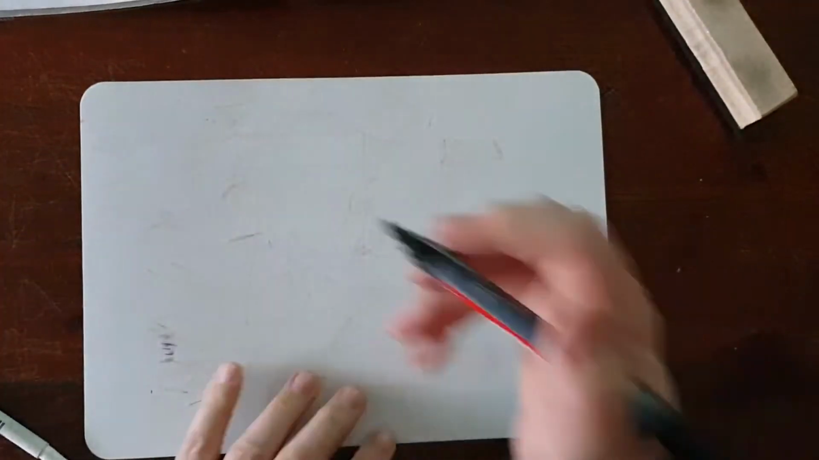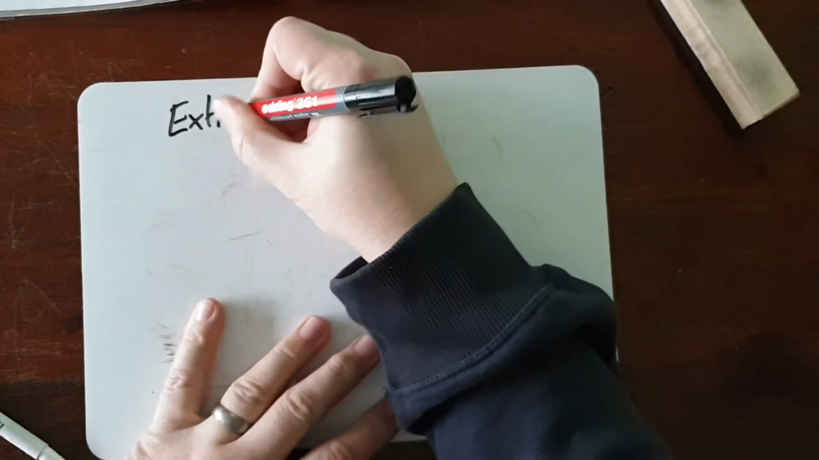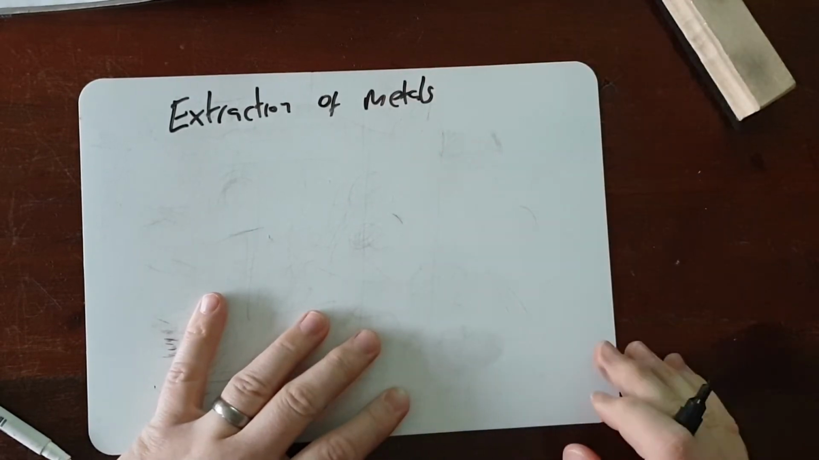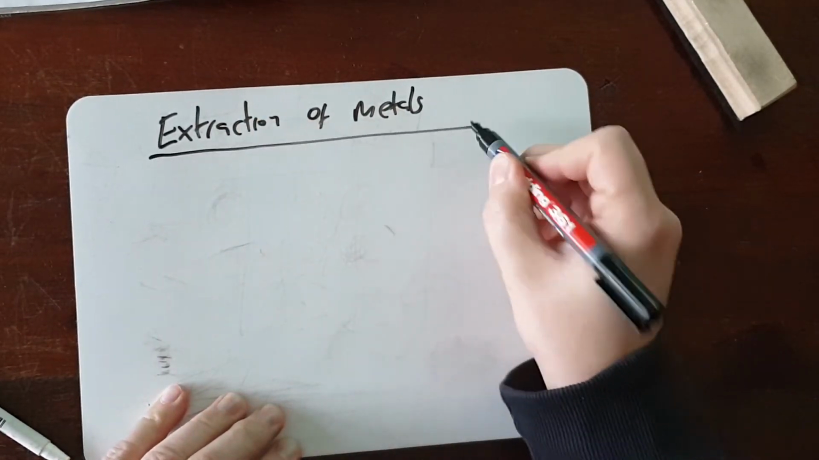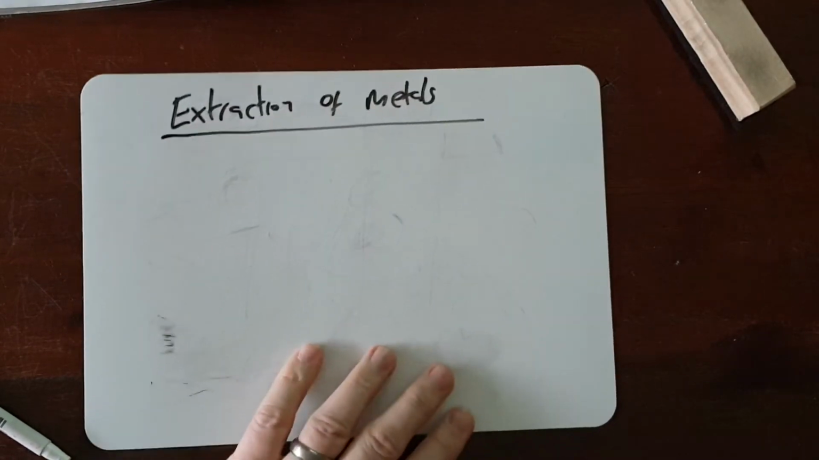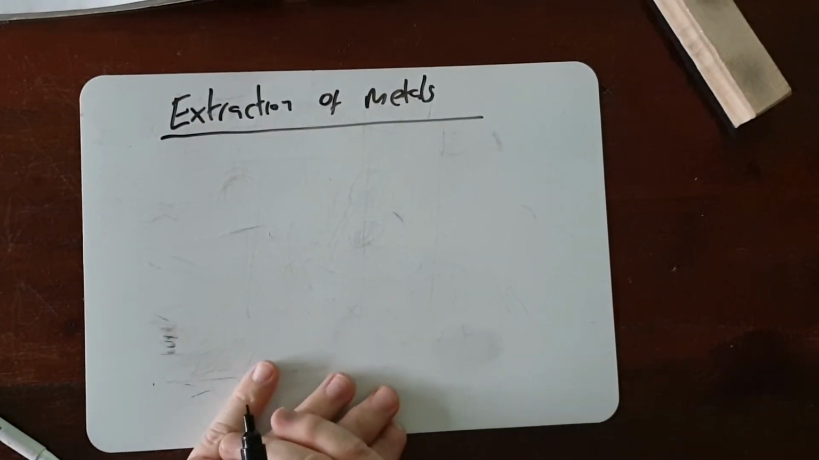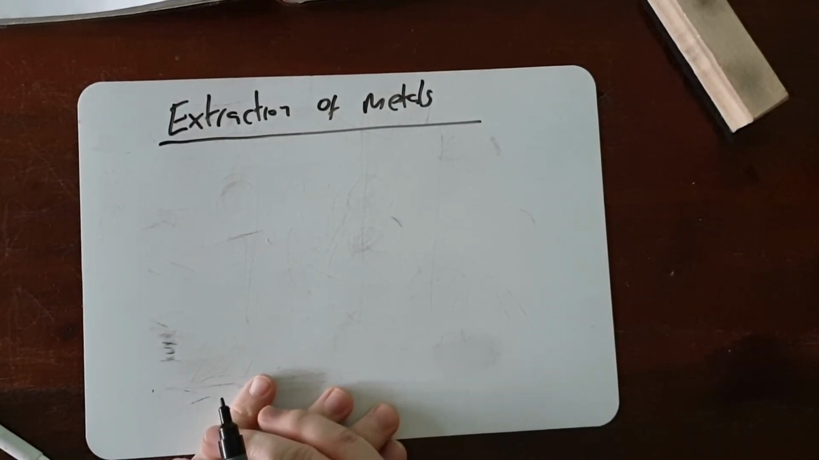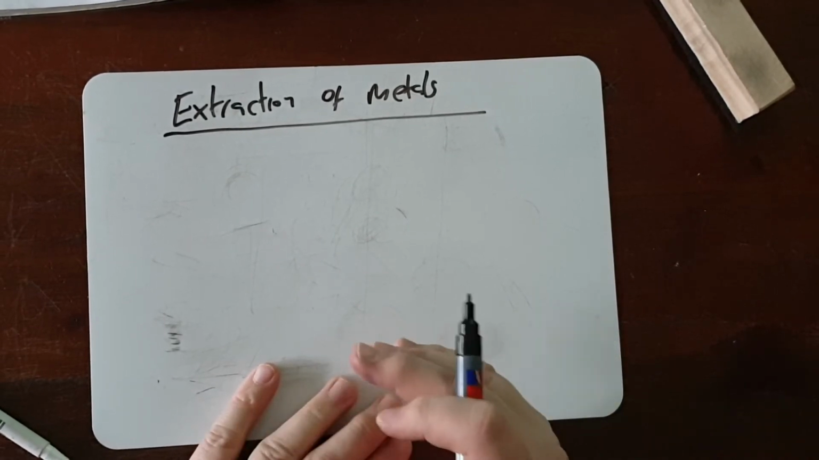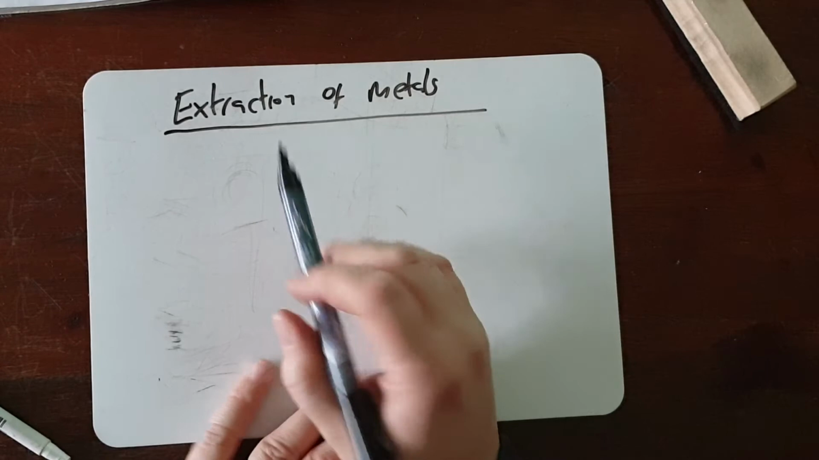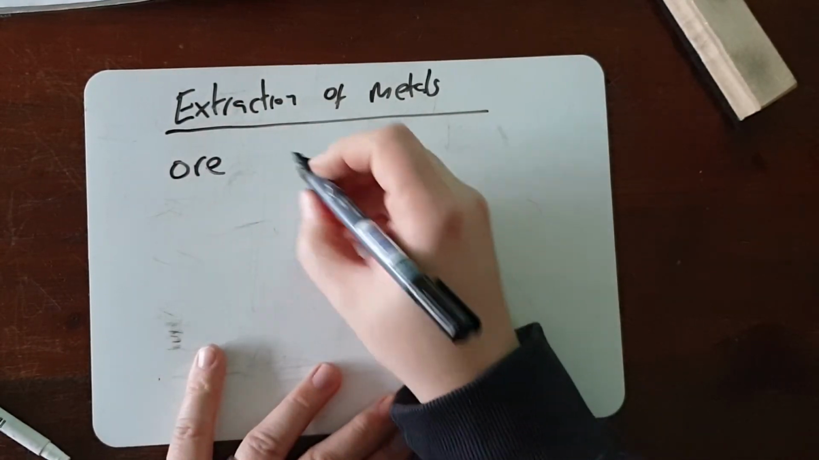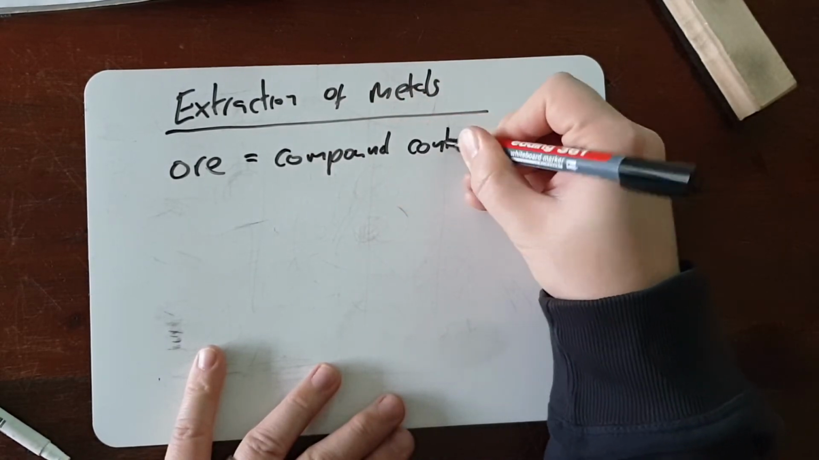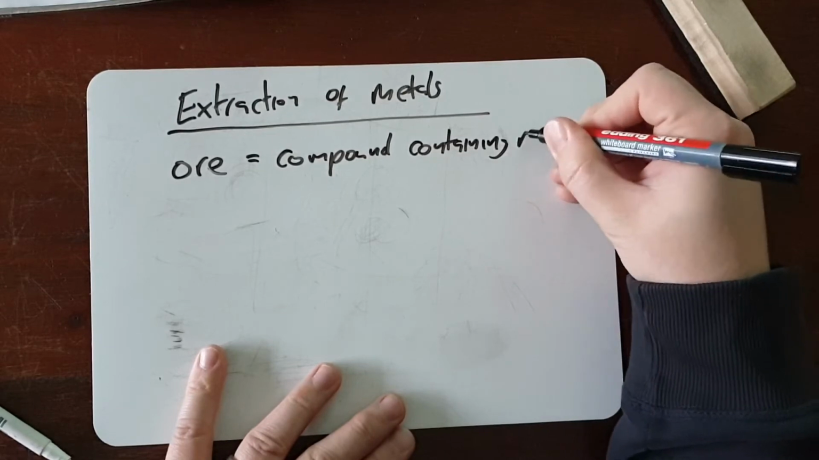Right, now let's talk about extraction of metals, which is linked to all of this. So you're digging around in Earth's crust, trying to get some metal so that you can use it to make stuff, like a golden throne or something, or get some iron, make a nice iron fence. But we don't dig up iron as pure iron out of the ground. We dig it out of the ground as something called an ore, and an ore is a compound containing metal ions.